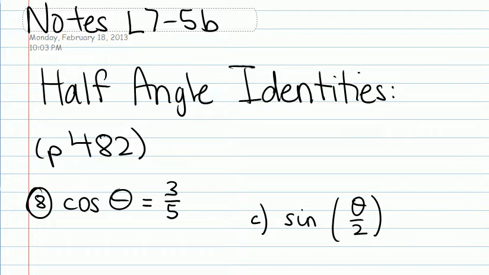The half angle identities are located on your reference sheet to the right of the double angle identities. So they're right smack dab in the middle of the page on the right-hand side.